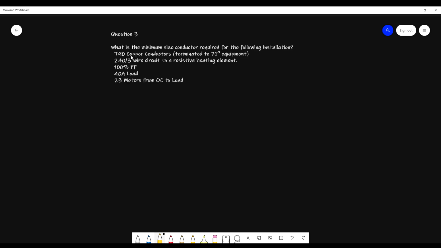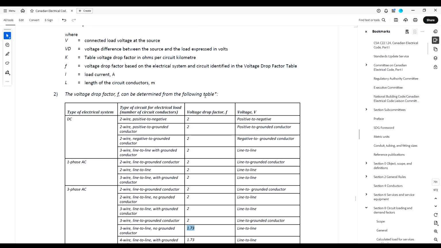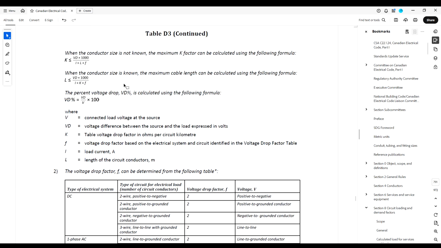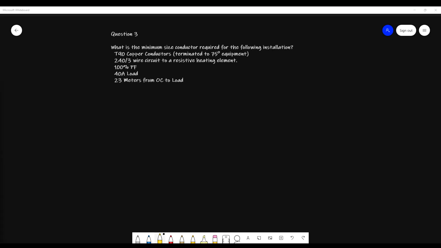All right. So again, let's go back and look at the options we have for formulas. We can't use this one when the conductor is known. The one above it, though, is for when the conductor size is not known. So we need to calculate the K value. The K value has to be less than or equal to this calculation. That's what I like about the updated version. It gives you some formulas you can work with and tells you when to use them.